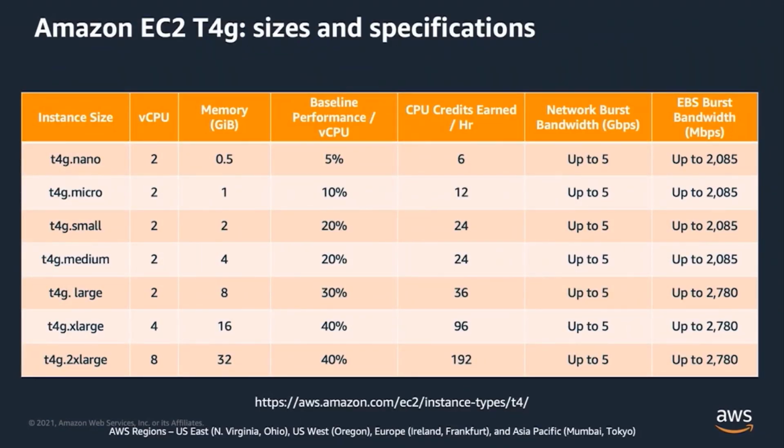Looking at the T4G, you'll see that the T4G goes up to 2XL, giving you the option of consuming up to 8 vCPUs and 32 gigs of memory. And there are variances in how much burstable performance is available and how quickly you regain CPU credits across the T instance family.